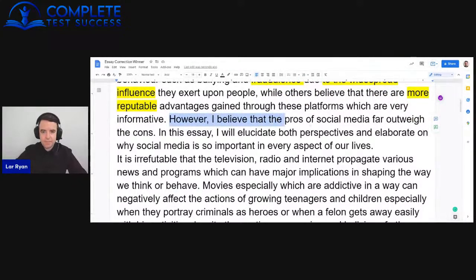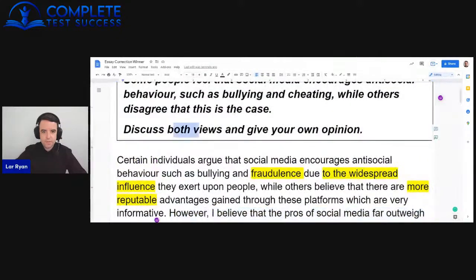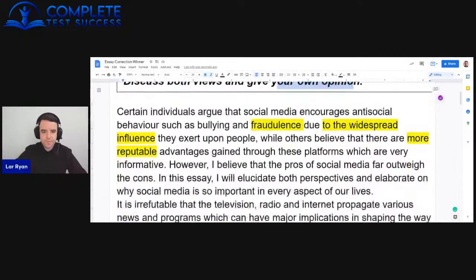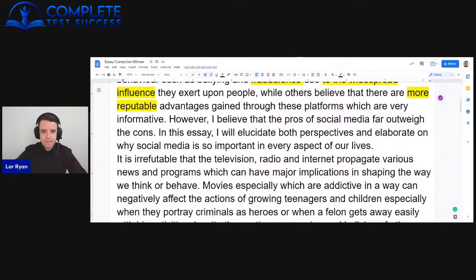However, I believe that the pros of social media far outweigh the cons. Okay, so we know your opinion. In this essay, I will elucidate both perspectives and elaborate on why social media is so important in every aspect of our lives. No.